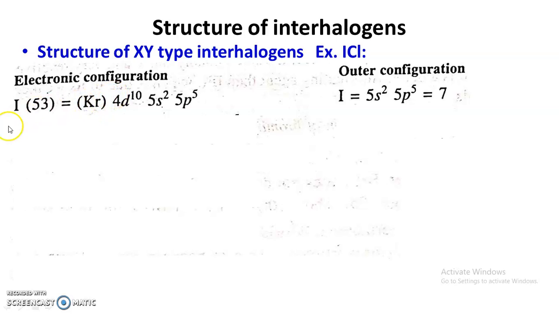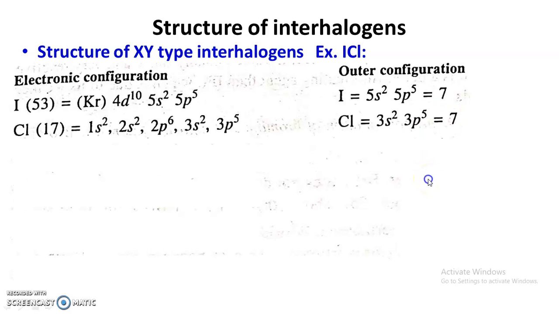Electronic configuration of iodine, atomic number 53, is krypton 4d10 5s2 5p5, and the outer or valence shell electronic configuration for iodine is 5s2 5p5. It means there are 7 electrons in the outermost shell. For chlorine, atomic number 17, the configuration is 1s2 2s2 2p6 3s2 3p5, and the valence shell configuration is 3s2 3p5. In chlorine, again, there are 7 electrons in the outermost shell.